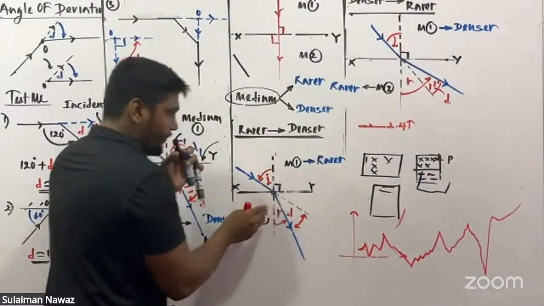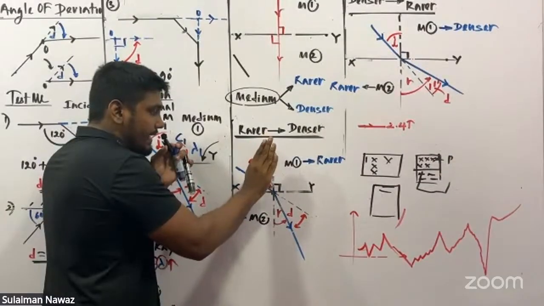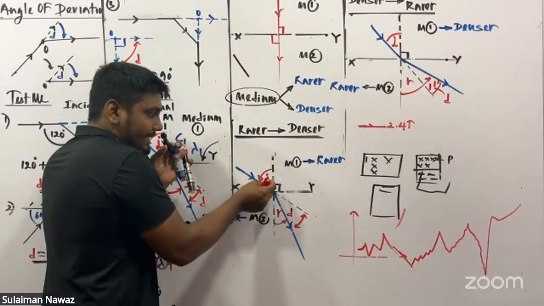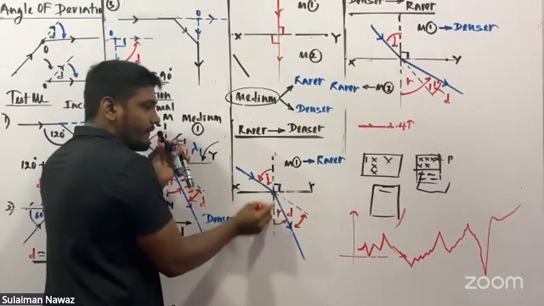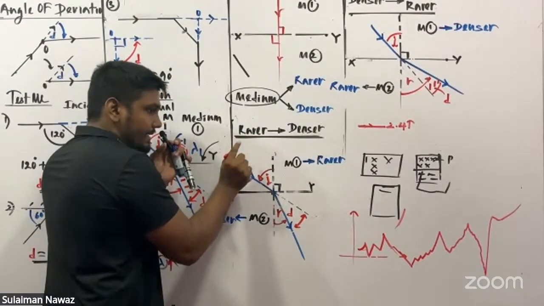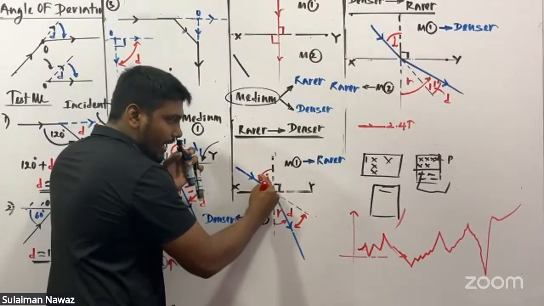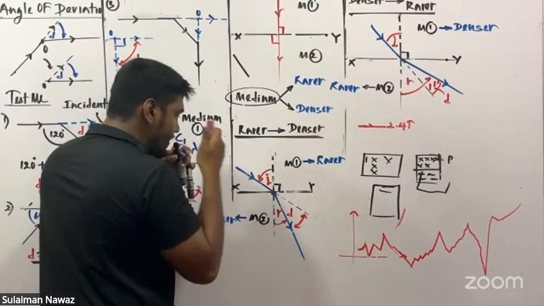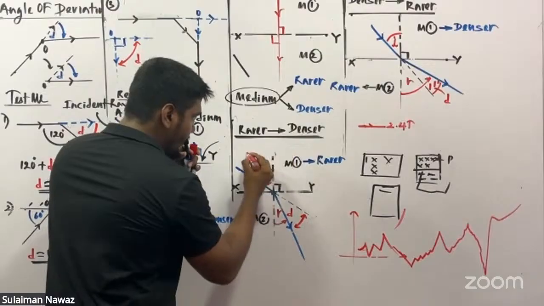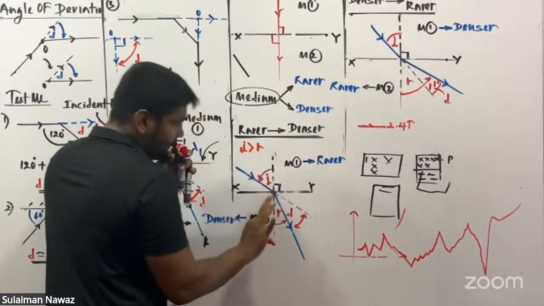I ask a question. When the light ray enters from rare to denser, raise your hands, how many say the incident angle is greater than the refracted angle? If the light ray enters from rare to denser, the incident angle is greater than the refracted angle. Very clearly, I is larger, R is smaller. Remember, I is larger, R is smaller. Incident angle is larger than refracted angle.